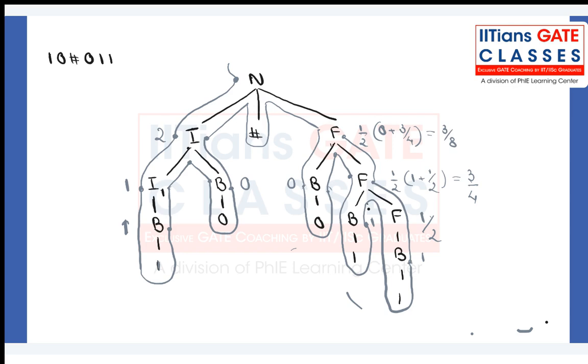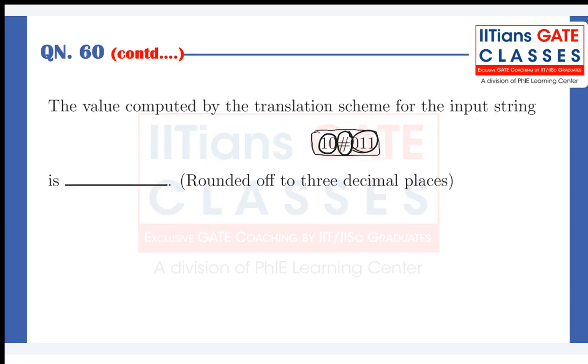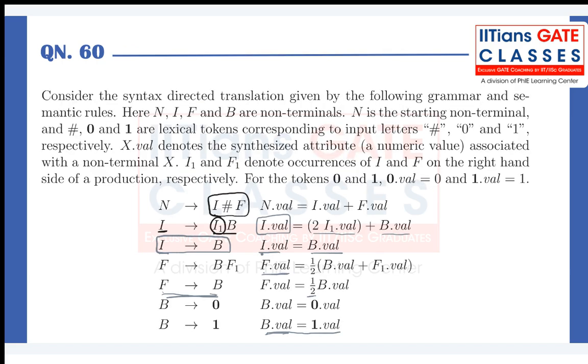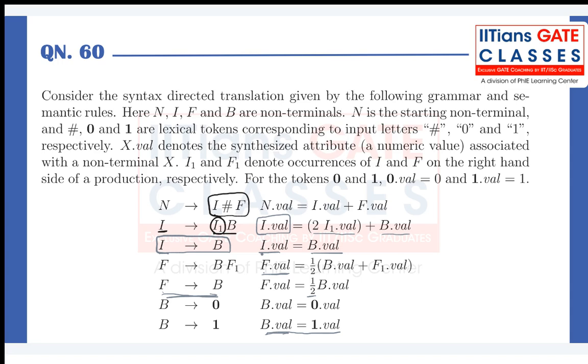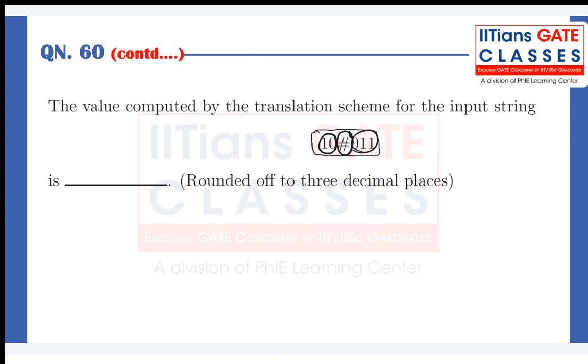N dot val is what? I have to check that. N dot val is I dot val plus F dot val. So 2 plus 3 by 8, which is 2.375. So that will be your answer to this question, nothing but 2.375.